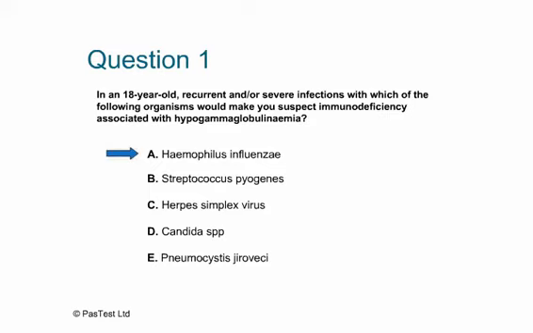So in this case, we've got an 18-year-old boy, and the question we're asked is whether his clinical condition is associated with hypogammaglobulinemia. So we're not interested in viral causes such as herpes simplex. We're not interested in fungal causes, Candida or Pneumocystis, because they're going to be associated with T-cell defects. And if we're looking at Strep pyogenes and Haemophilus, it's capsulated organisms that children with hypogammaglobulinemia find it particularly difficult to respond to.